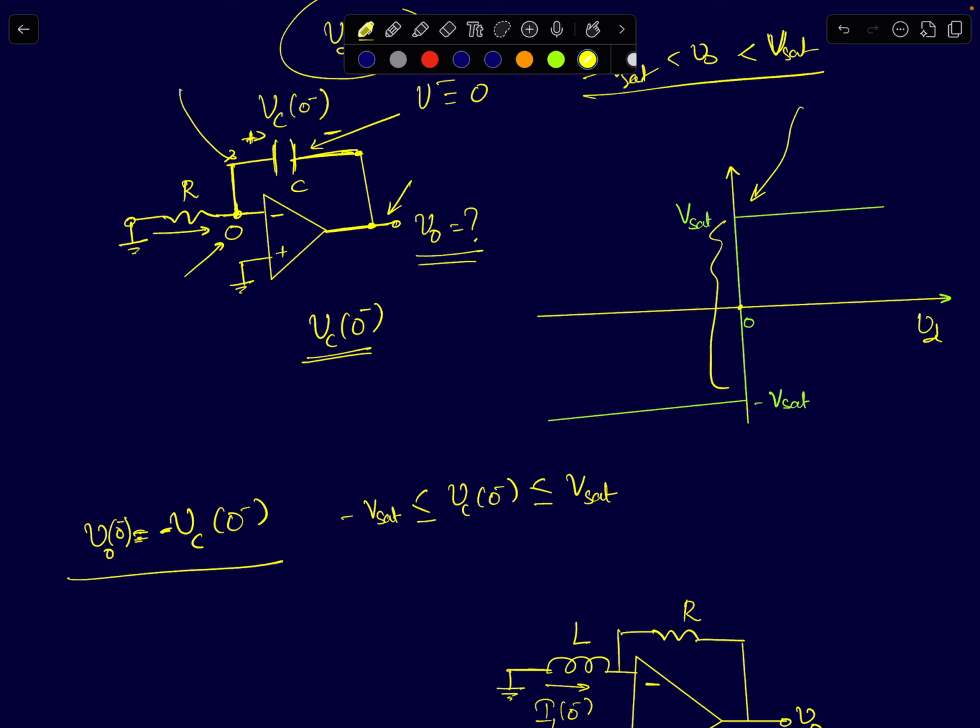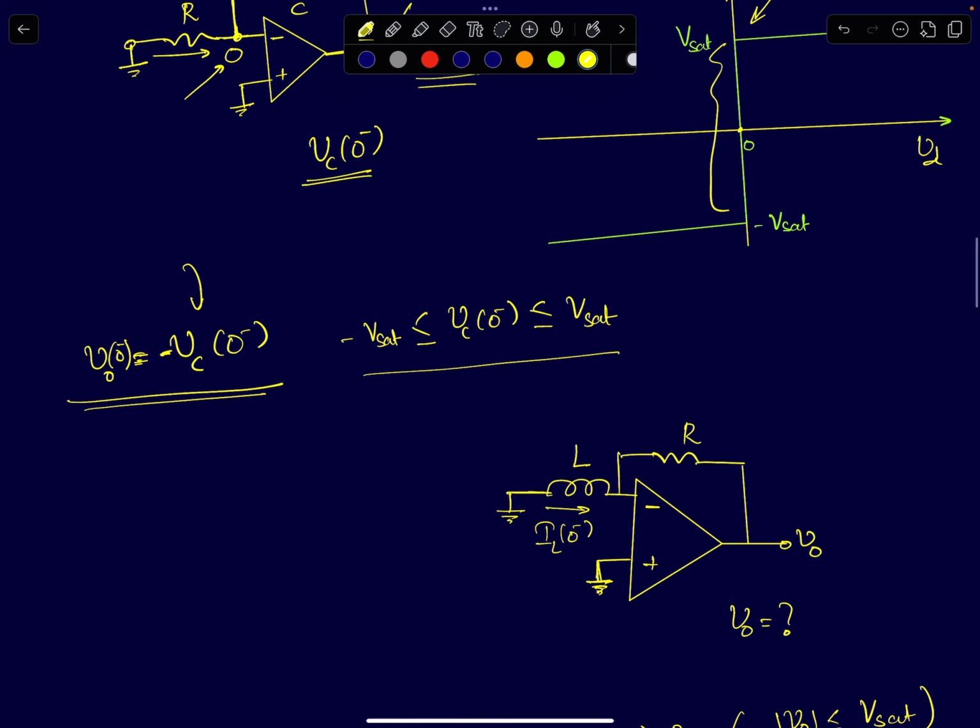So all I'm saying here is that for this circuit, you cannot precisely say what the output voltage will be, unless you know the initial voltage across the capacitor. So this information has to be given to you. Only then you can predict, and that Vc of 0 minus can be any value between minus Vsat and plus Vsat. So that's something for you guys to keep in mind.